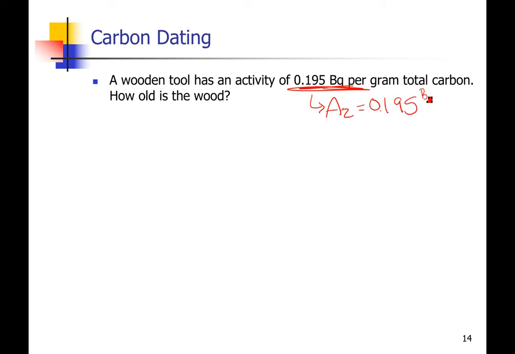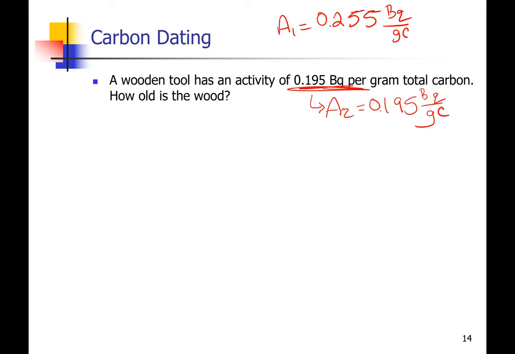0.195 becquerels per gram. And we'll recall from the previous page that our initial activity was 0.255 becquerels per gram of carbon. And the good news is those are in the same units, so we are set. We are good to go.